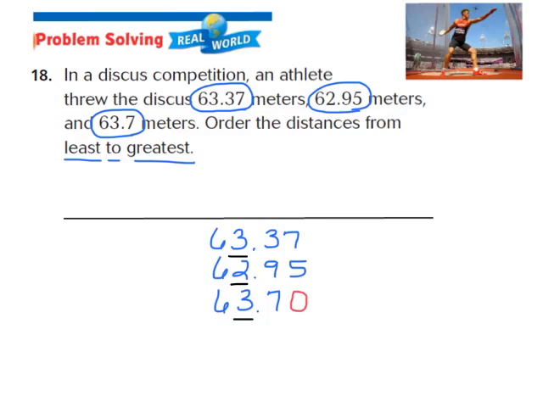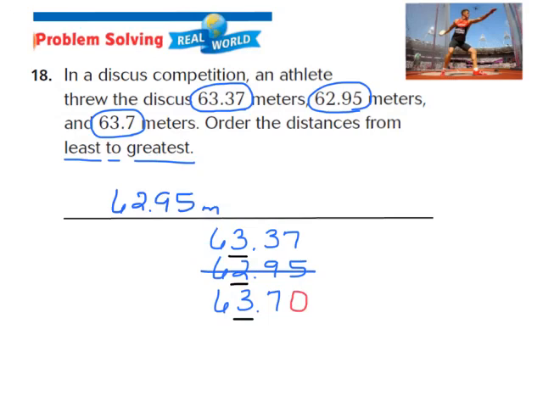And if I'm going to order from least to greatest, what I know is that 2 is my least number. So I'm going to go ahead and write that number down as the lowest or least number on my list. And that number, once again, is 62 and 95 hundredths, and we'll add the M for meters. And then I'm going to go ahead and cross that number off my list.